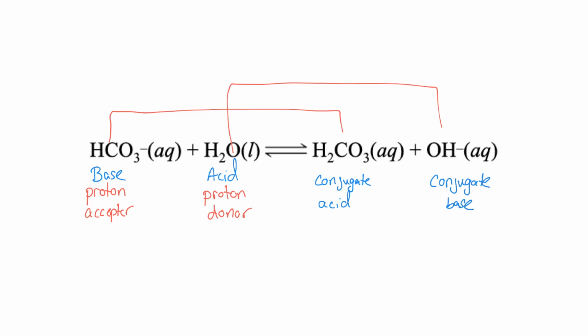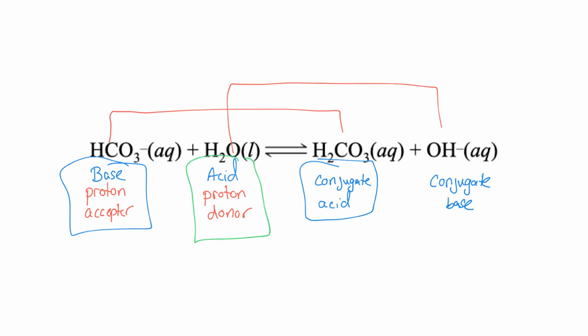All right, the conjugate base always comes from the original acid, and the conjugate acid always comes from the original base. So we have the acid-base pair here, right, that I'll circle in blue. And then we have another acid-base pair that I will circle in green.